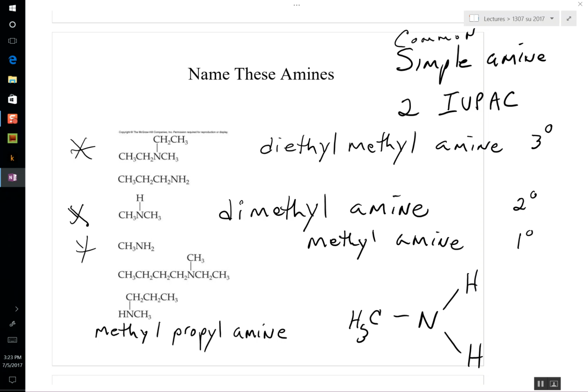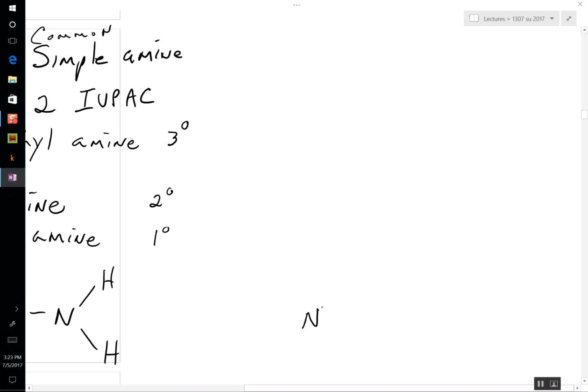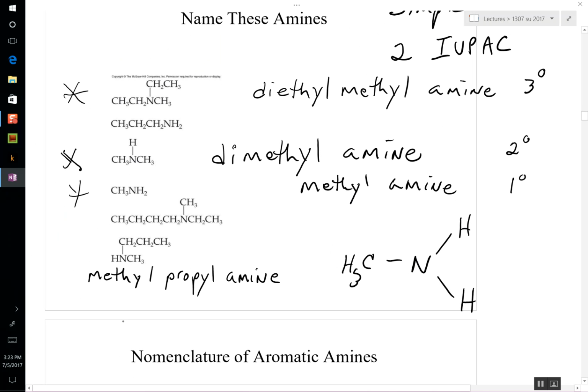Simple amines have small groups. Simple meaning methyl and ethyl groups predominantly. But even this one right here, if you had this, see, there's a propyl as well. But now this is an isopropyl.